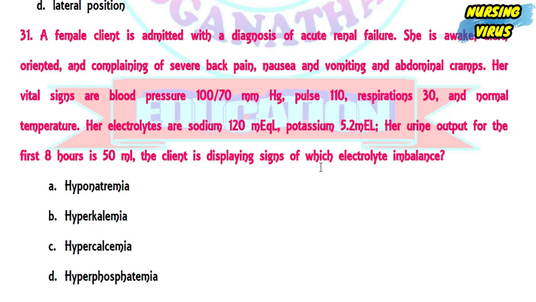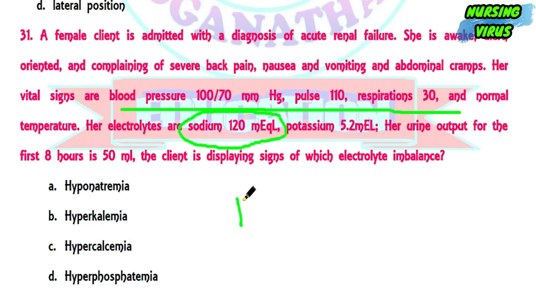The client is displaying signs of which of the following electrolyte imbalances? That is hyponatremia, hyperkalemia, hypercalcemia and hyperphosphatemia. So here, whenever you are looking at all the signs, everything else will be considered normal. Only one thing is abnormal, which is the sodium. The normal sodium value, we know, is 135 to 145. So the problem is a low level of sodium, so that indicates hyponatremia.